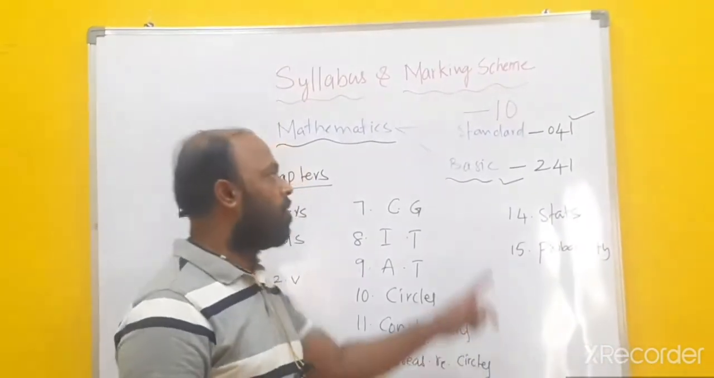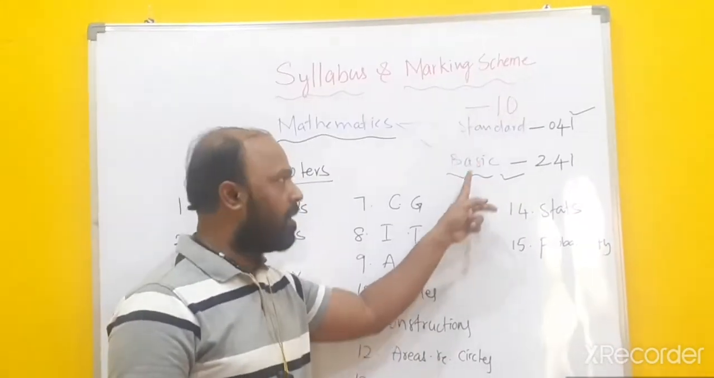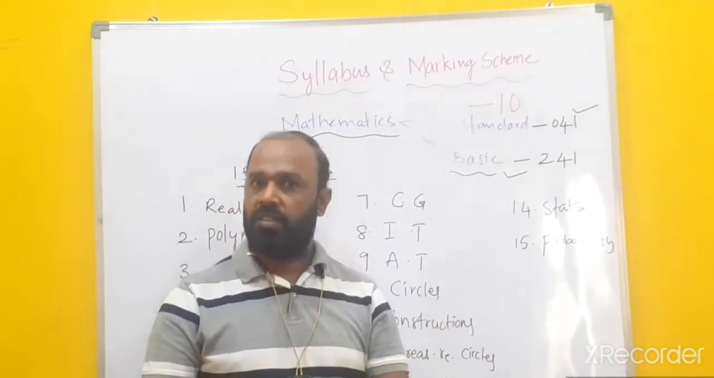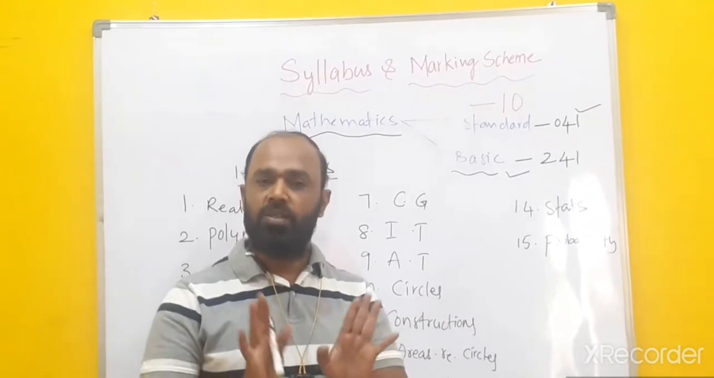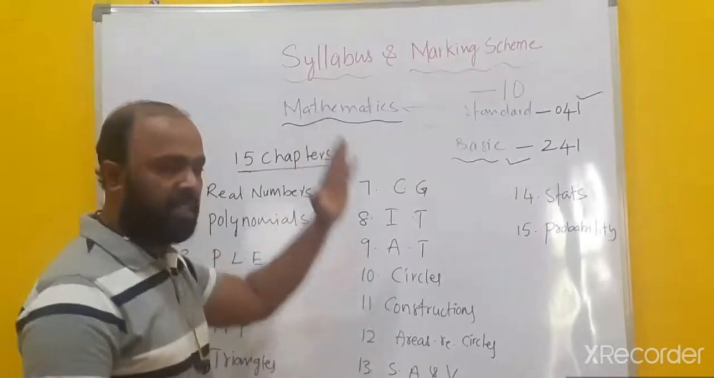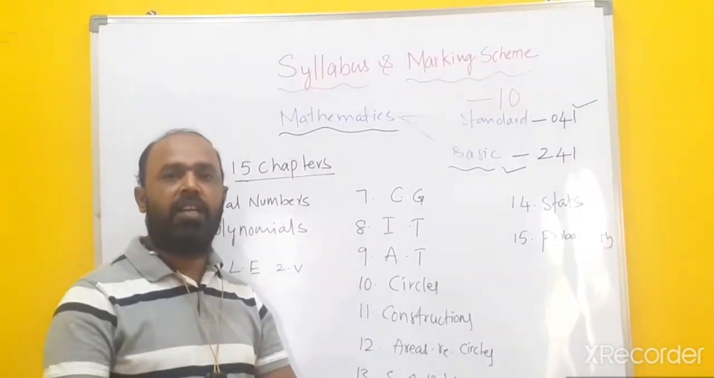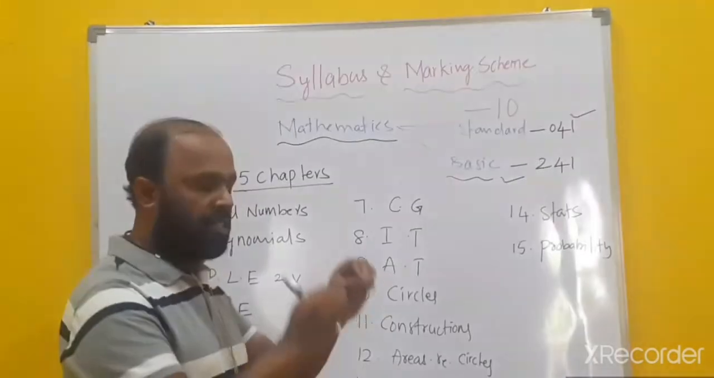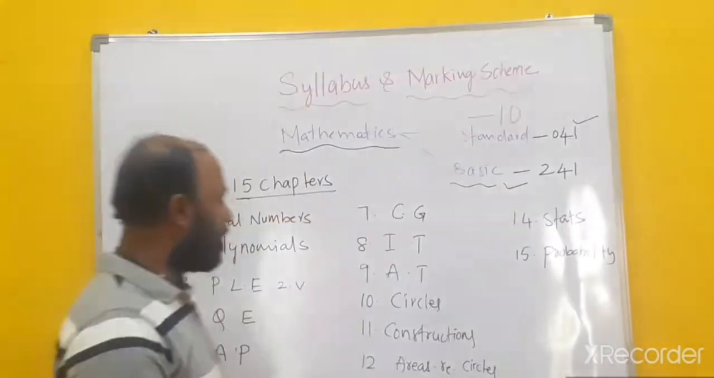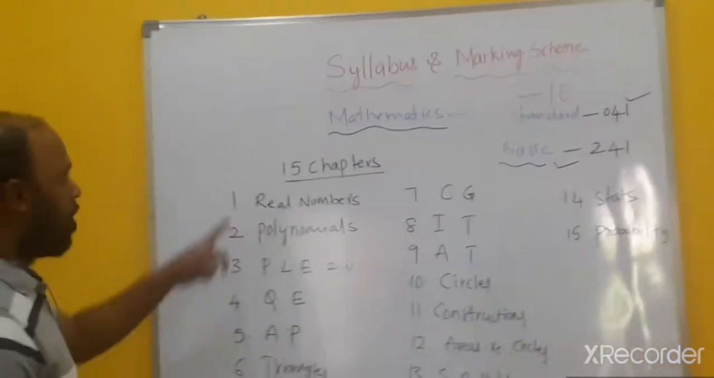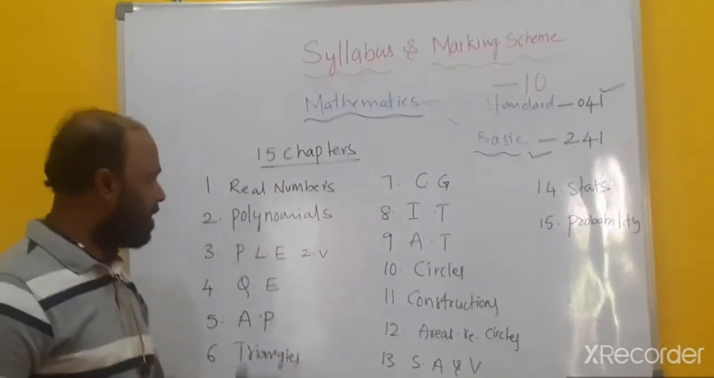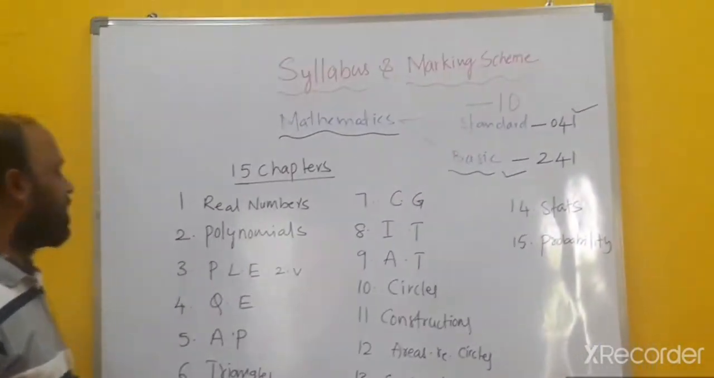It is a little easy for basic students, that is the basic paper. For standard, they will ask little deeper questions in the question paper. That is the only difference. The remaining everything, activities, whatever is there for standard and basic, is the same for everyone. Now come to the syllabus. Total how many chapters? 15 chapters are there. I will briefly explain this.